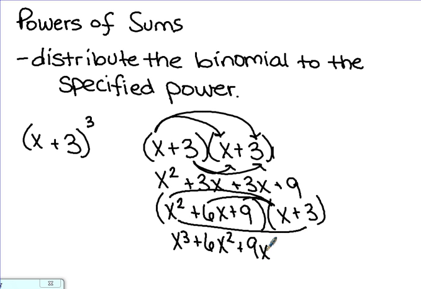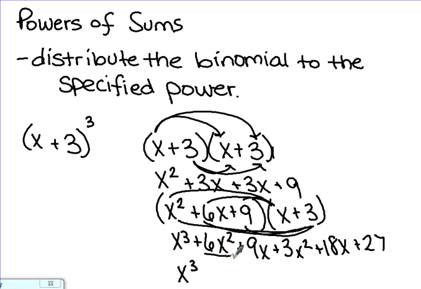X squared times 3 is 3x squared. 6x times 3 is 18x. And 9 times 3 is 27. Once we've distributed completely, we combine like terms. X cubed, and we have two x squared terms which are going to combine to be 9x squared. We have two x terms which will combine to be 27x, and plus 27 is at the bottom.